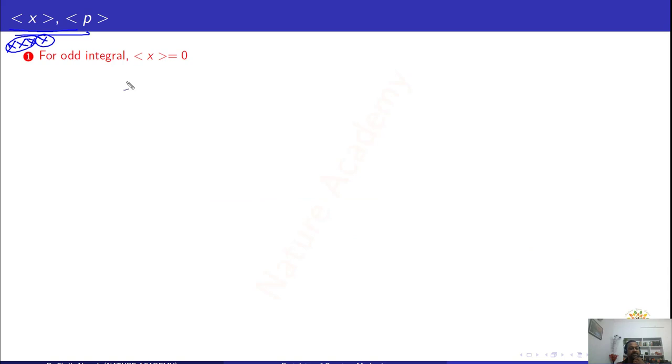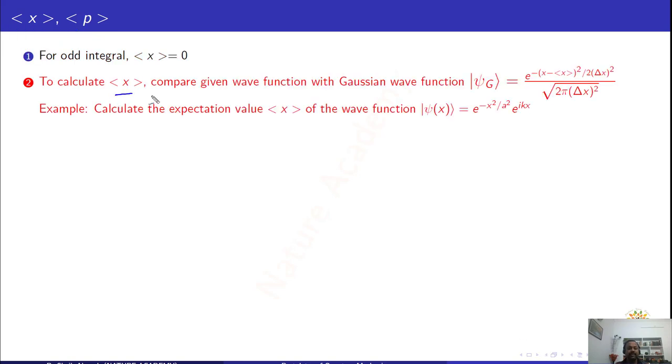So how to find the expectation value of the position operator and momentum operator? For an odd integral, the expectation value of the position operator is 0. So this is a very important point you should remember. If the integral is odd, then the expectation value of this position operator will be 0. Next, to calculate the expectation value of x, compare the given wave function with the Gaussian wave function. So this is the Gaussian wave function. You have to compare the given wave function with the Gaussian wave function. Then we can easily and directly calculate the expectation value.